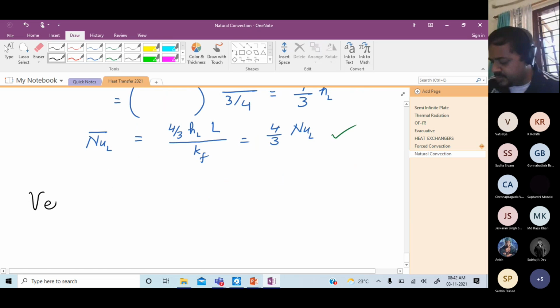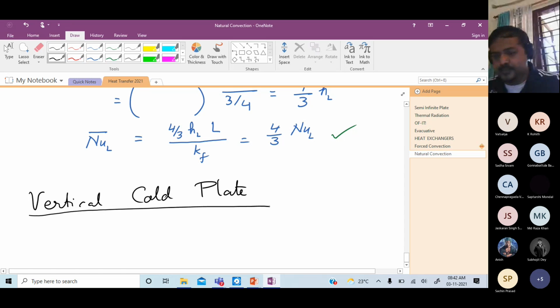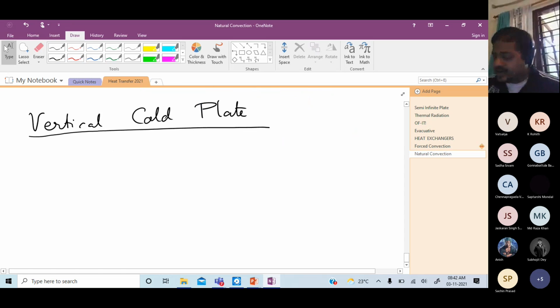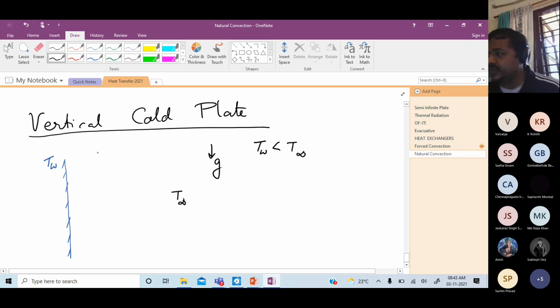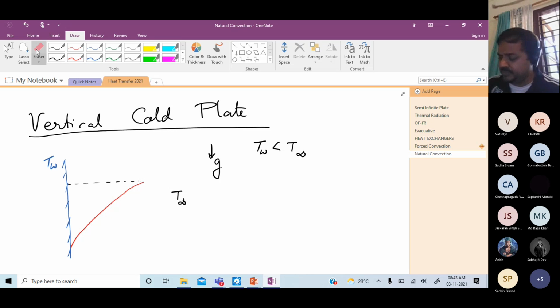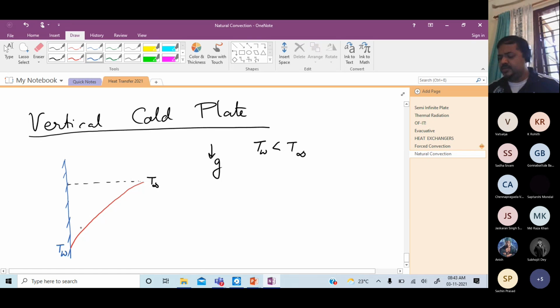Let's come over here and talk about what happens for a vertical cold plate. See, if the plate is cold, which means it is at a lower temperature, so this is TW, and let us say this is T infinity, and TW is less than T infinity. Of course, this is gravity again. Then, by the same logic, my temperature is going to reduce from T infinity over here to TW over here.